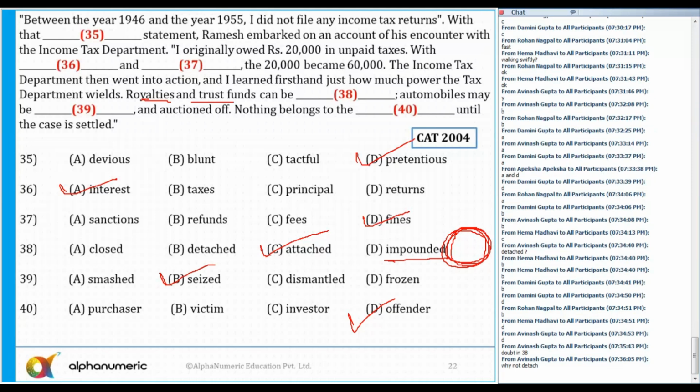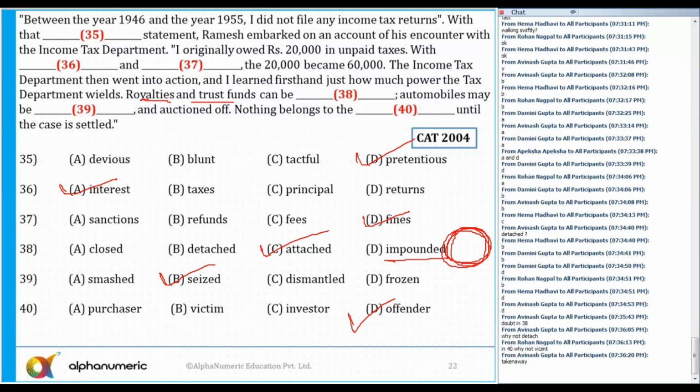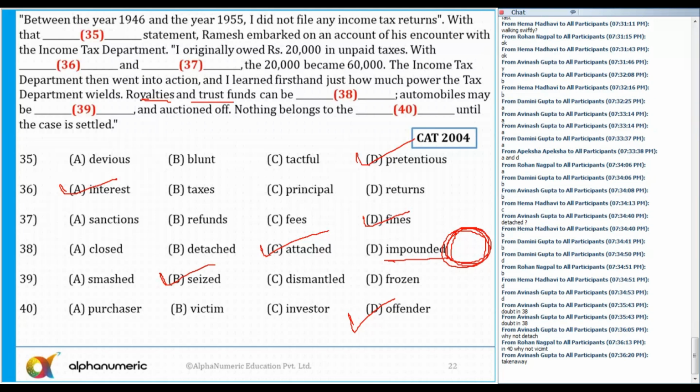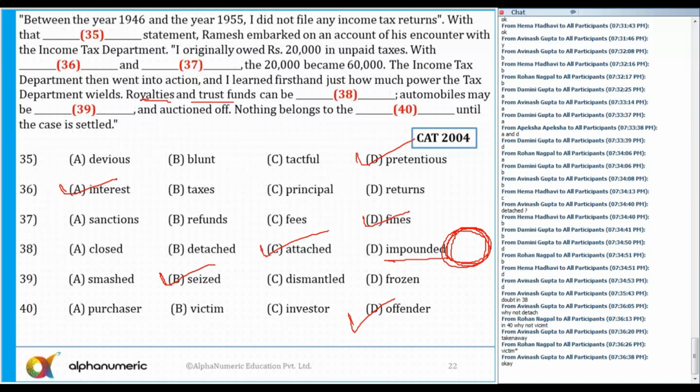Detach means if something was sticking to a surface, it comes off. The royalties and trust funds are not sticking to you. No, detach means not taken away. Detach means it was attached to something. Now it comes off. Whenever somebody forcibly takes away your rights, then they don't detach it. They attach your properties. Income tax department will always attach your properties. They will not detach it.